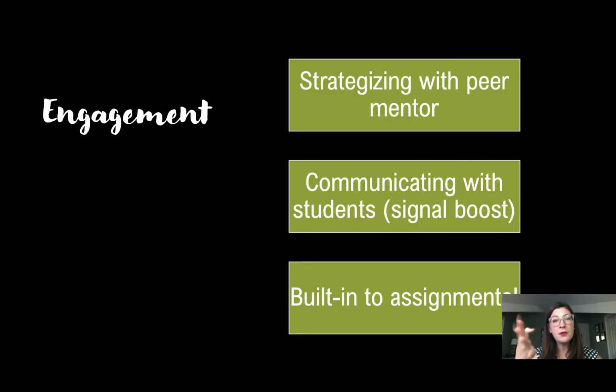So, starting with engagement, strategizing with my peer mentors is key. This means regular meetings or at least regular emails with my peer mentor, and I'm talking like once a week or at the very least bi-weekly. It's best to have a little Zoom meeting, but email works too because you've got to do what you've got to do. But in these meetings, this is where I can tell my peer mentor if there's any patterns that I'm seeing develop across the class.